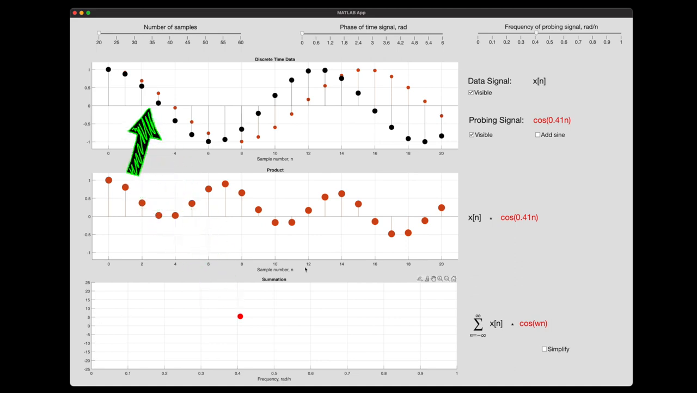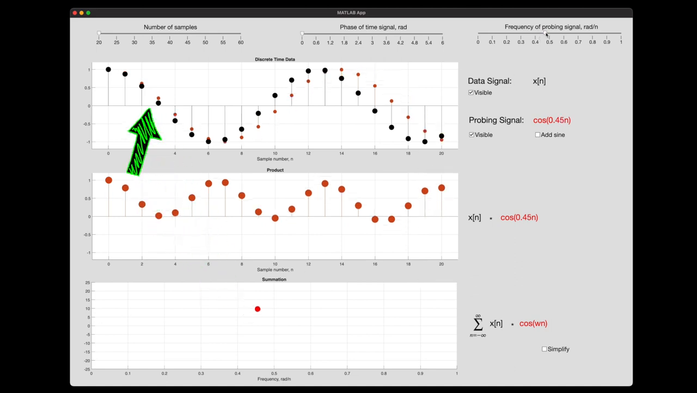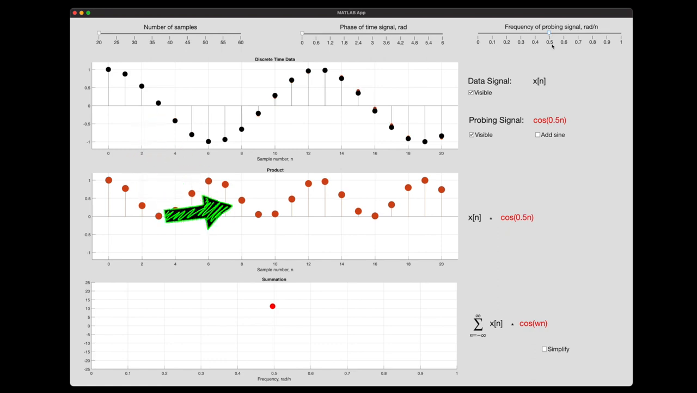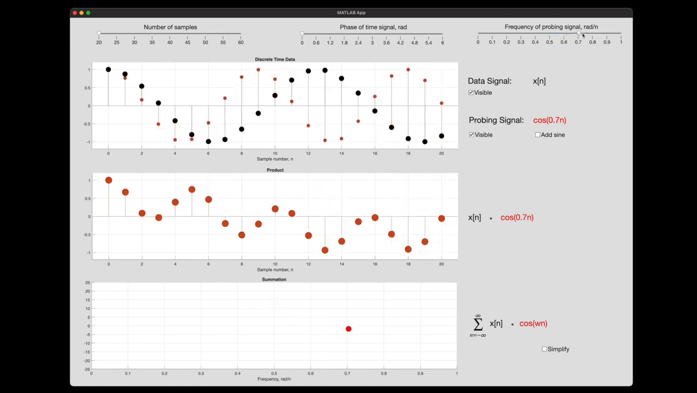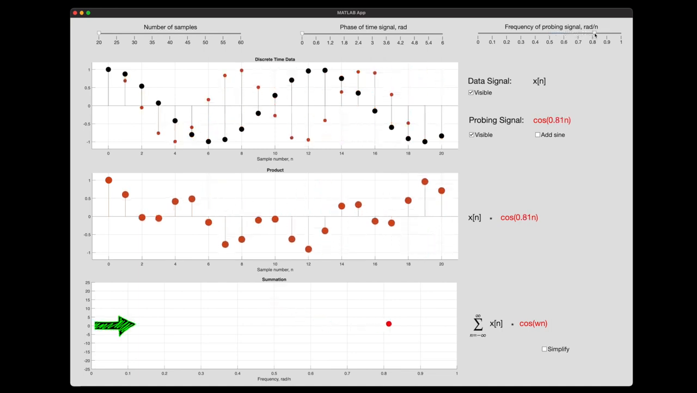And then, if we keep continuing, we get to the point where they line up perfectly, and the two signals are perfectly correlated, and the sum is the highest it can be, about 10 for 0.5 radians per sample. And then as we pass through that matching frequency, the result gets low again. So in this way, we're sweeping across all of the possible frequencies, and we're getting a graph that shows how closely our data signal correlates to all of these different probing frequencies.